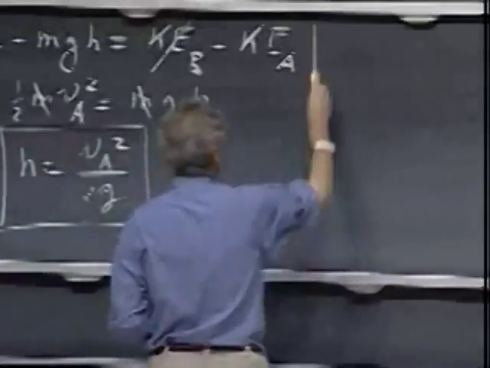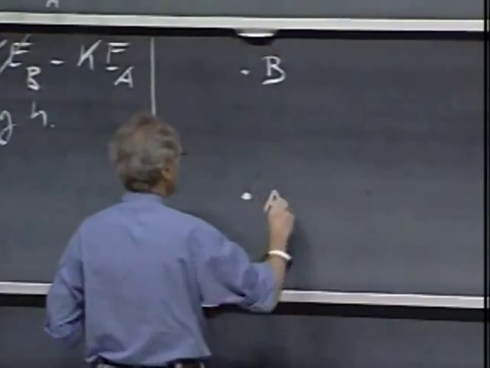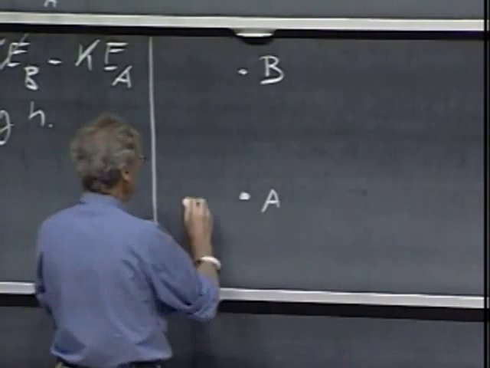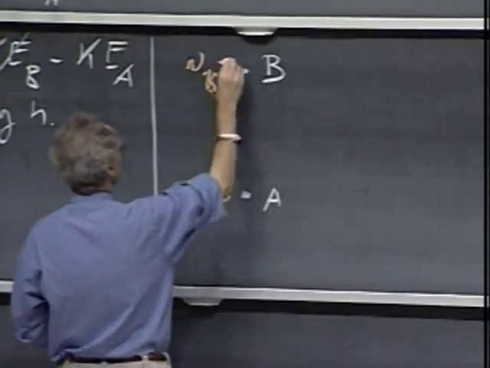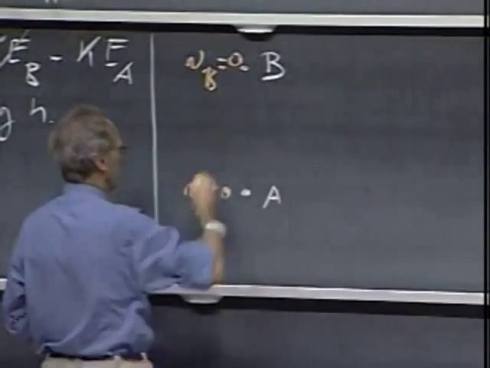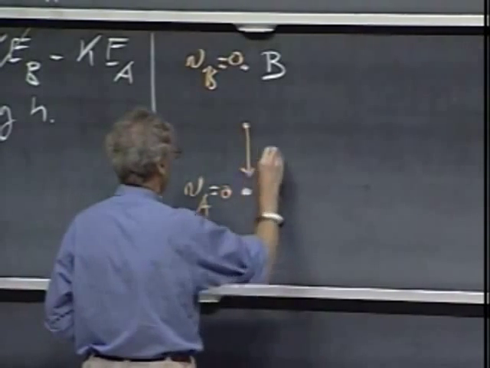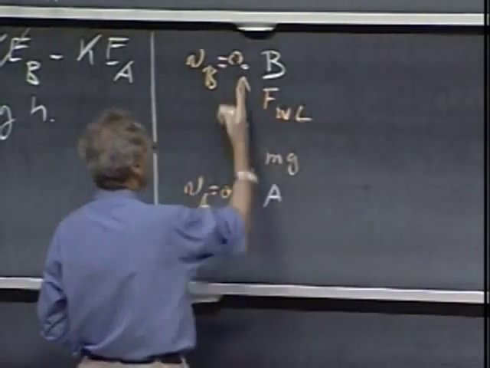I lift an object from A to B. I, Walter Lewin, take it at A. It has no speed here. VA is 0. It has no speed there. And I bring it from here to here. There's a gravitational force mg in this direction. So the force by Walter Lewin must be in this direction.